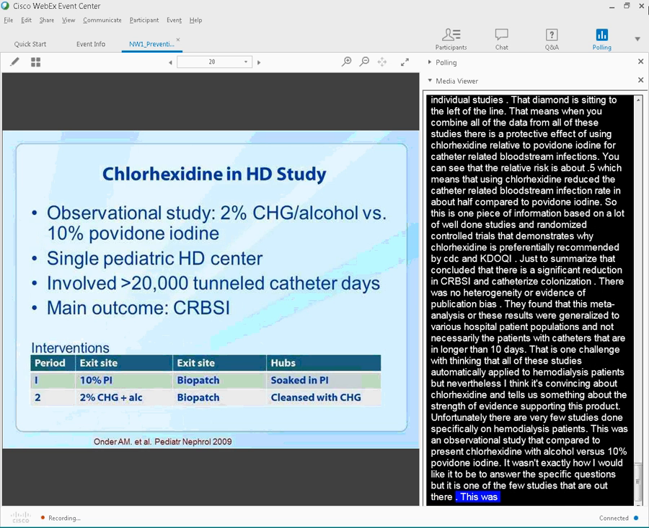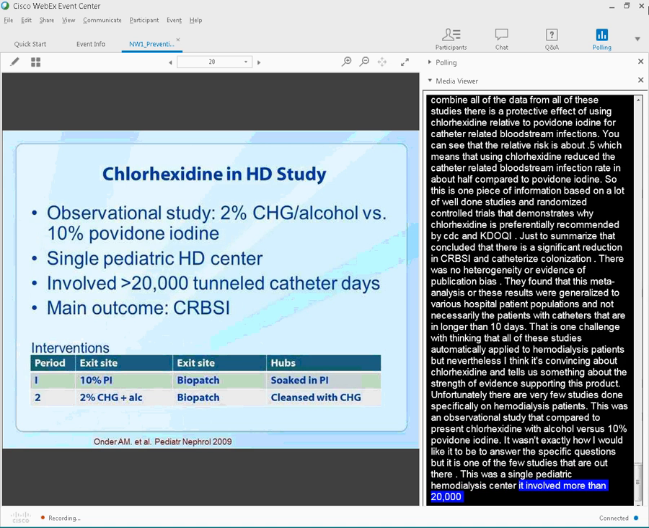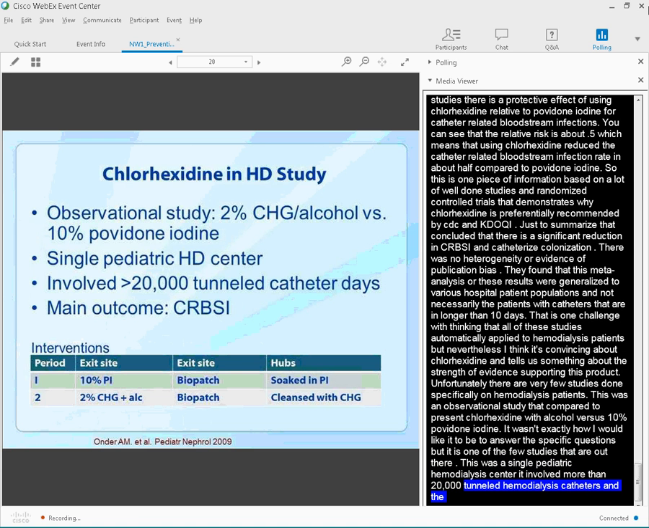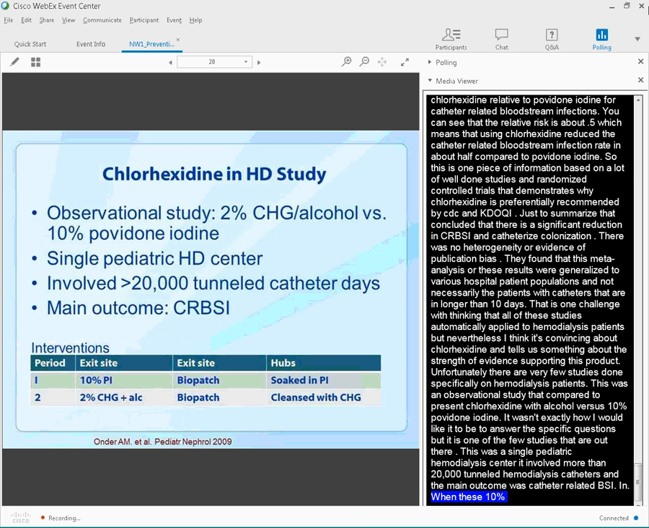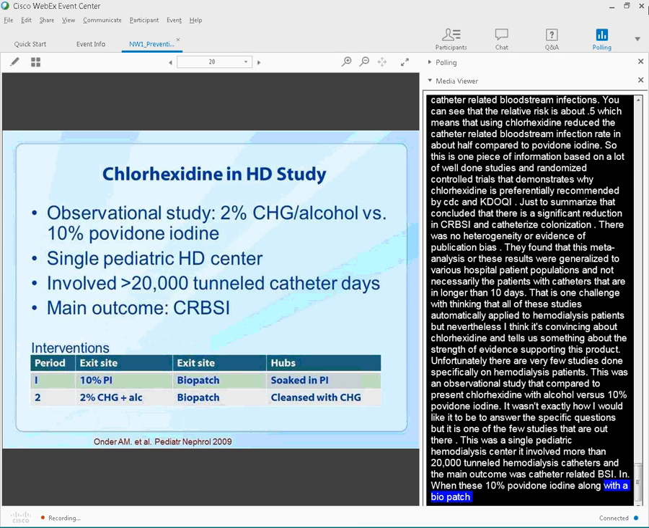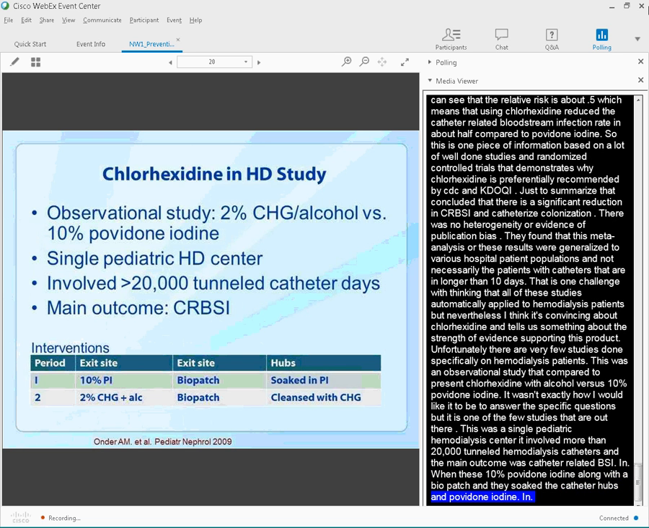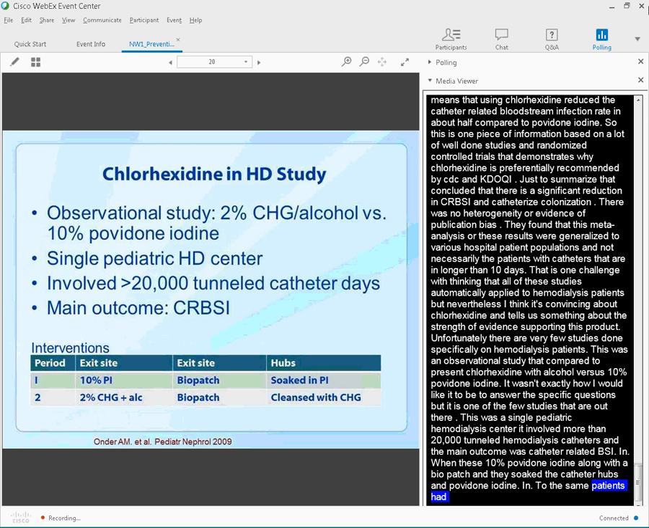So you can see here that they had two intervention periods. In period 1, they used 10% povidone-iodine at the catheter exit site, along with a biopatch, which is a chlorhexidine-impregnated sponge, and they soaked the catheter hubs in povidone-iodine. In period 2, those same patients had 2% chlorhexidine with alcohol at the exit site, with still the biopatch, and then they cleansed those catheter hubs with chlorhexidine instead of soaking them in povidone-iodine.